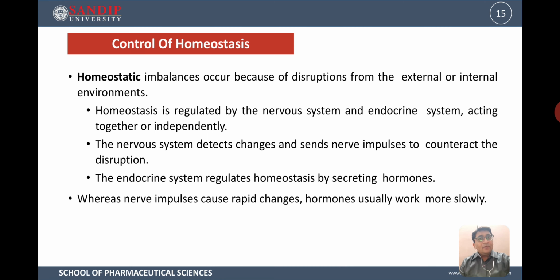Okay, so into the next, how we can control the homeostasis. Homeostasis generally occurs whenever there is a disturbance between the external and internal environment, it means external and internal stimuli. So basically we already discussed that it is regulated by the nervous system and endocrine system, which are acting together or independently. I give a very best example for this particular control of homeostasis.